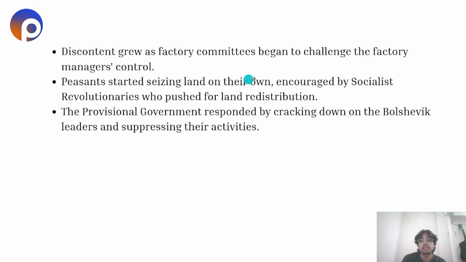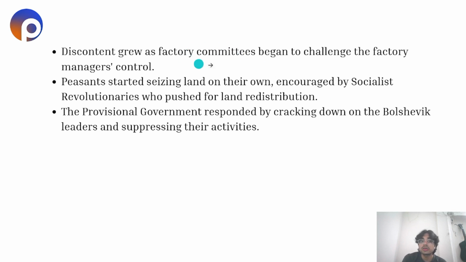Discontent grew as factory committees began to challenge the factory managers' control. Peasants started seizing land on their own, encouraged by socialist revolutionaries who pushed for land redistribution. Now, this socialist revolution became a little violent somehow.